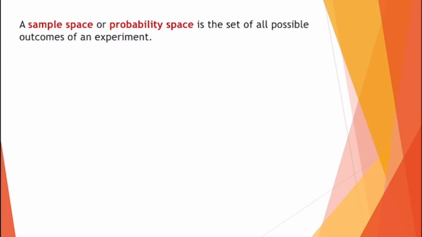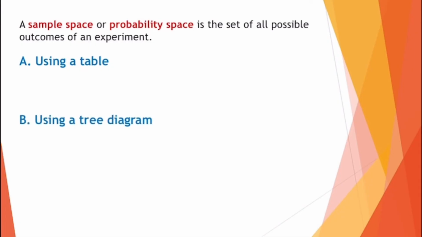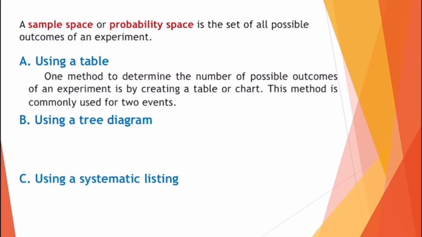There are different methods to count the number of possible outcomes of an experiment. We have using a table, using a tree diagram, and using a systematic listing. If we use a table, it is one method to determine the number of possible outcomes of an experiment by creating a table or chart. This method is commonly used for two events.